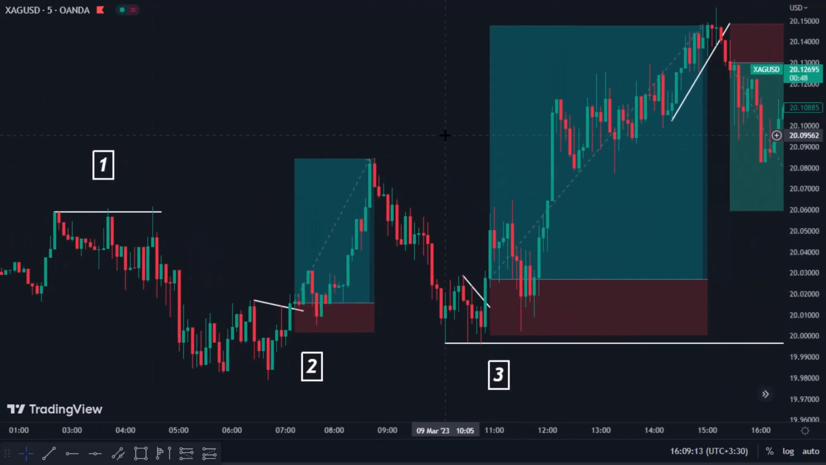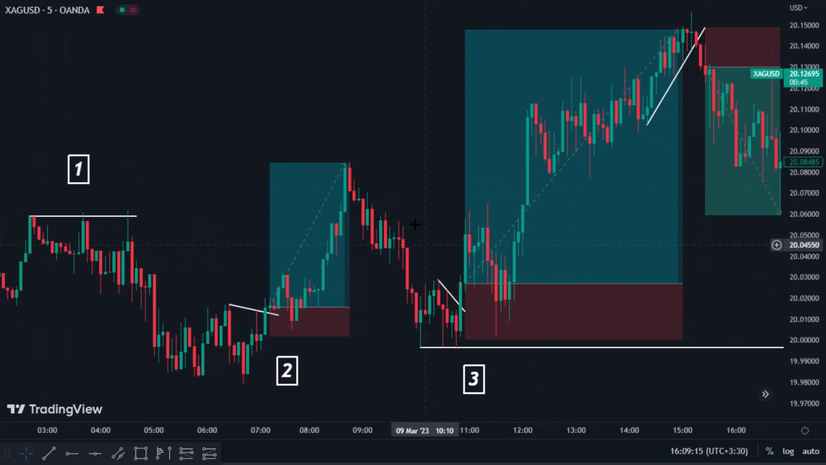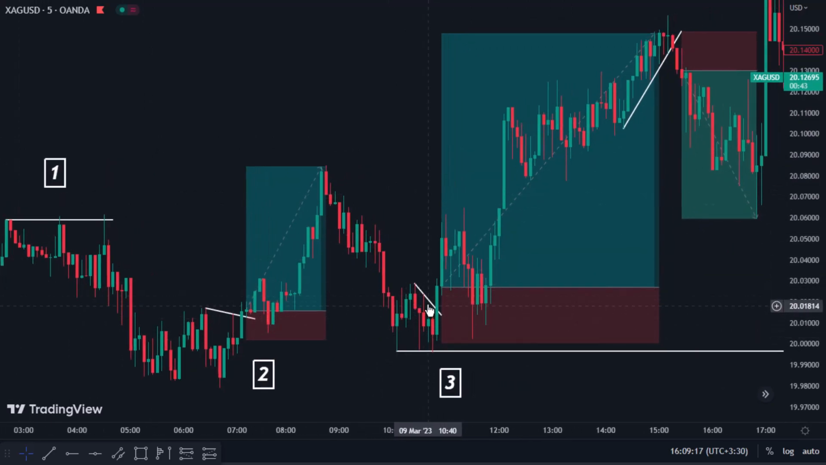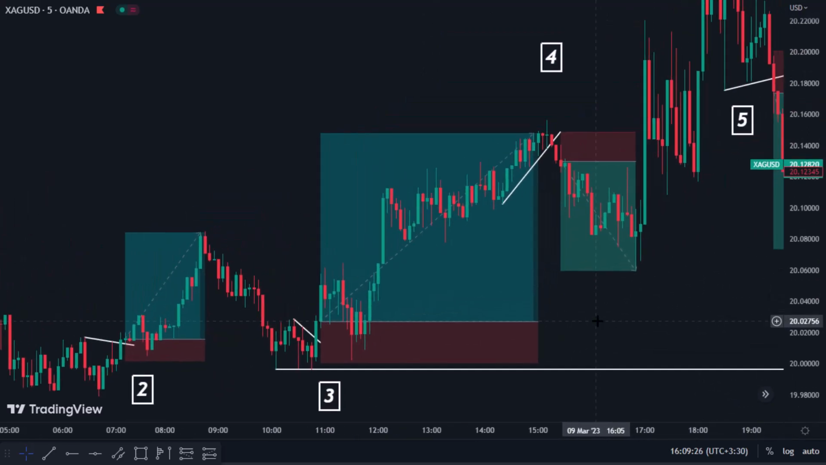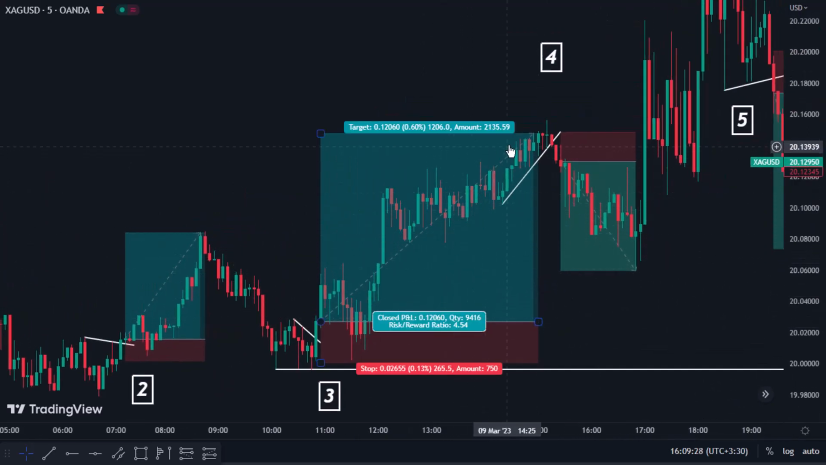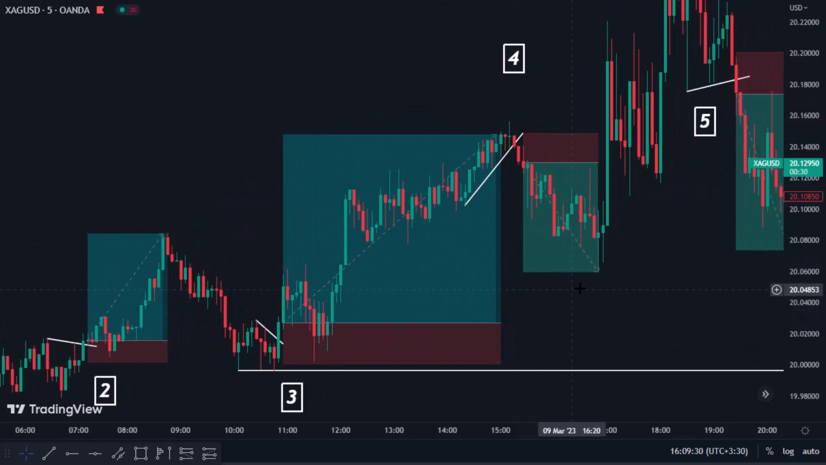On the trade 3, we have this trend line with 2 touches. On the third time it is broken with this green candle, we enter the buy position, put our stop loss below the candle, and it gives us a reward of 4.5 here, as you can see.